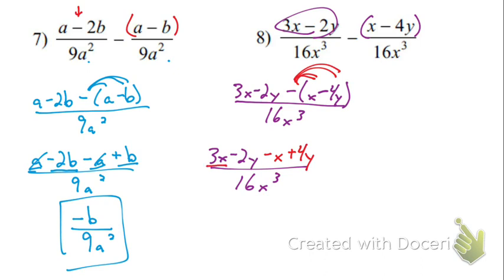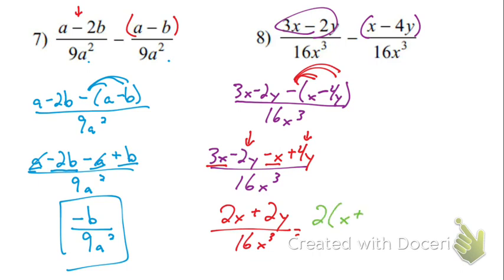So 3x minus x is 2x. Negative 2y plus 4y is a positive 2y. And that's all over 16x to the third. Now, that top has 2's in it. Two 2's. So we can factor that out. When you do, you're left with x plus y. The denominator is 16x to the third.